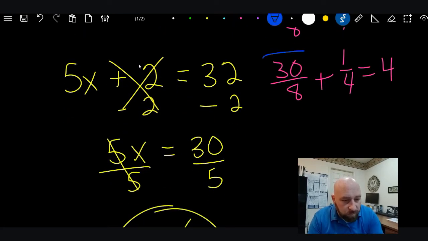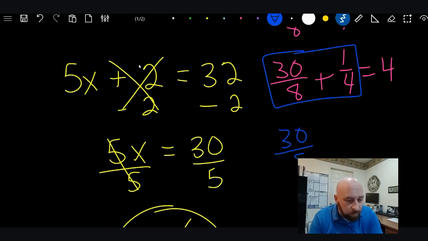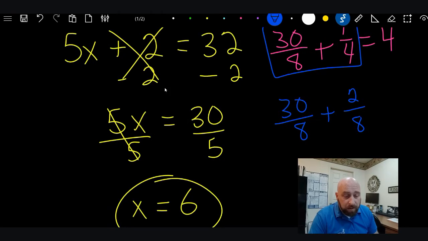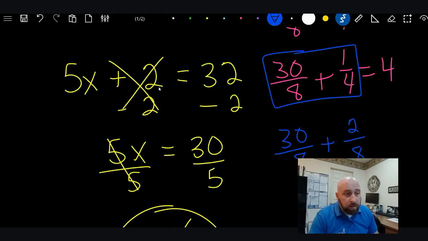Well, in order for us to do this right here, we have to have a common denominator. So we'd have 30 over 8 plus 2 over 8. If you don't know how to do that, then you need to go back and figure out how to add fractions, okay? Because that's something from 7th, 8th grade, actually 5th grade right there. So you need to know how to do that. If you don't, go back and figure it out.